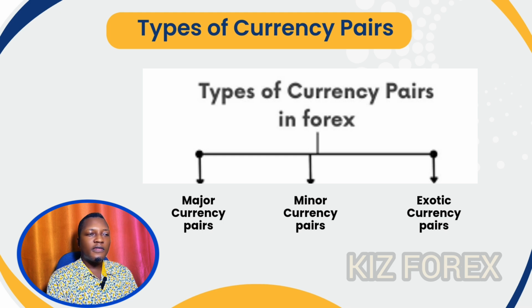What are the types of currency pairs that we have? Now we have three major types of currency pairs. The first one is the major currency pairs, the second one is the minor currency pairs, and the third one is the exotic currency pairs. So these are the currency pairs we have in the Forex market.